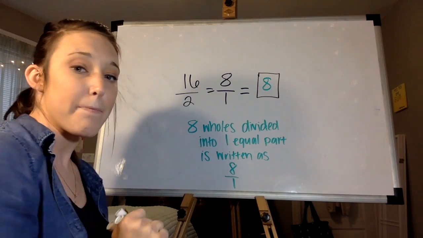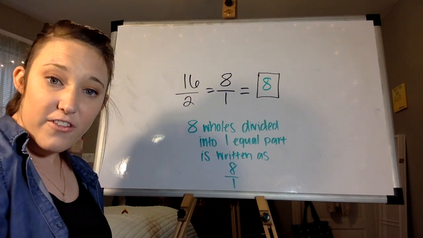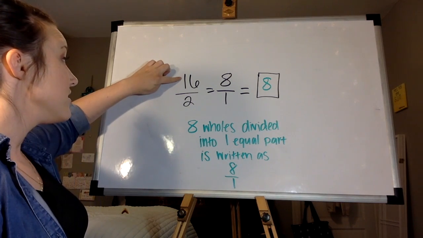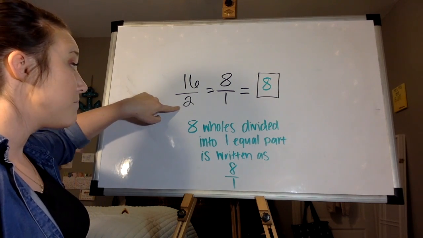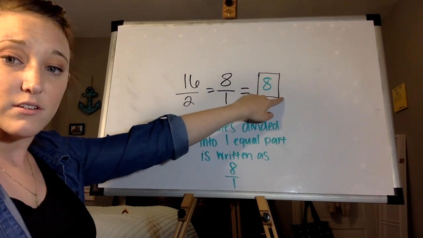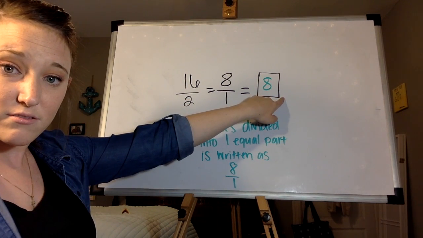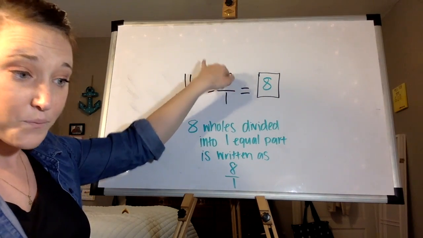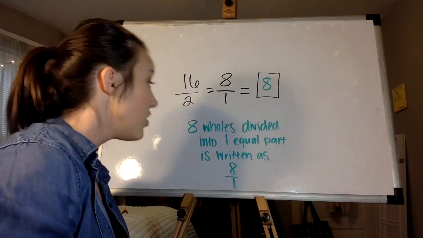Okay? Another way that you can think of it is 16 divided by 2 is 8. Or 2 times 8 gives you 16. Okay? There's multiple ways to do it.